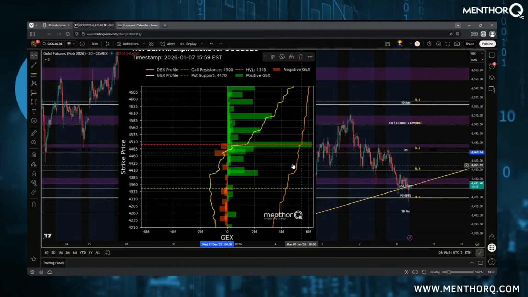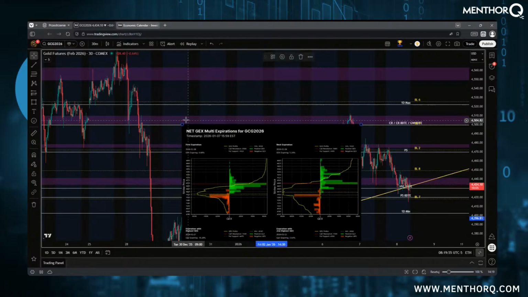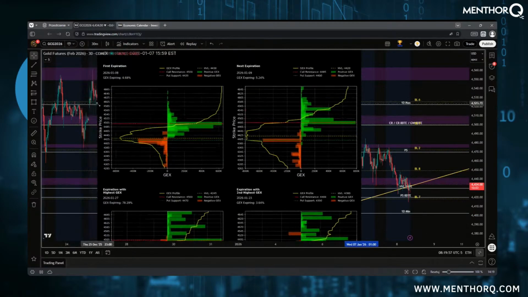If yes, what supports us? The 44 area, we are not so far. Everything here is green, so we can rebuild long positions, and this is awesome. After crossing 44.80 plus minus, we are coming back to a positive gamma regime from the perspective of all options data for this future. So let's check together what is going on with the nearest expiration.